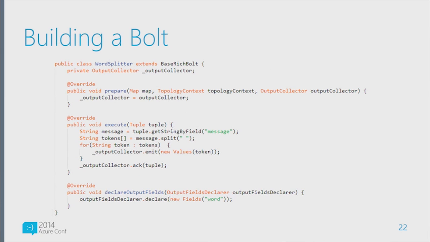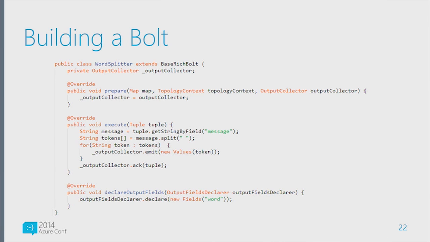So we've talked a little bit about spouts and ingesting the data and building topologies. Now we'll talk about building a bolt. We need to override three methods. We need to set an output collector, which we can do in the prepare method. We need to declare our output field, so we have a named field in the tuple, in this case called word. And we also need to have our execute method.